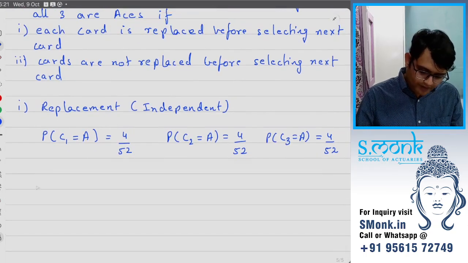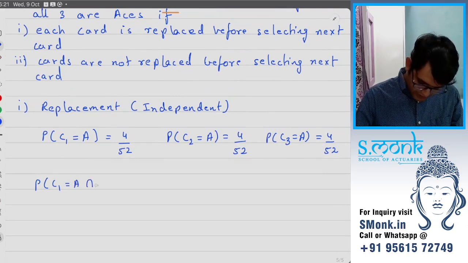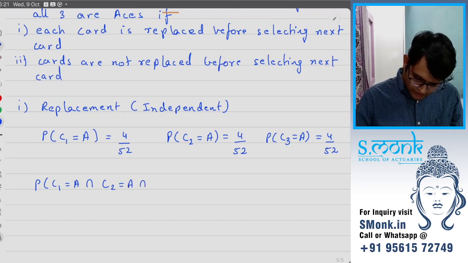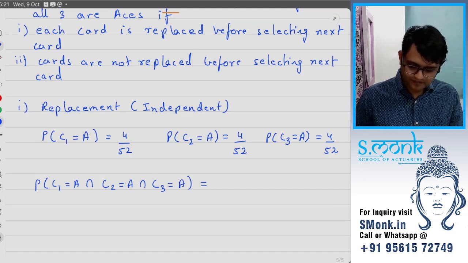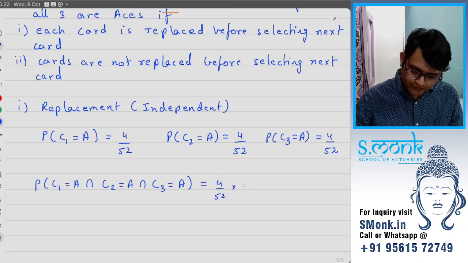So if I want probability that card 1 is ace, intersection card 2 is ace, intersection card 3 is ace, that will be nothing but 4 by 52 times 4 by 52 times 4 by 52.